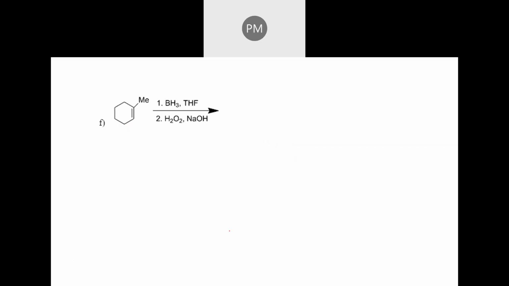Next example. Earlier I told you about Markovnikov addition. If we are given HBr here, that will give the Markovnikov addition product. So what will be the Markovnikov addition major product? If we are given HBr here, our major product will be like this: this methyl, and there will be bromide.